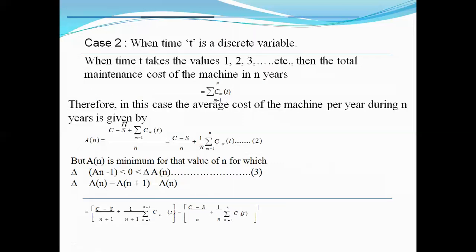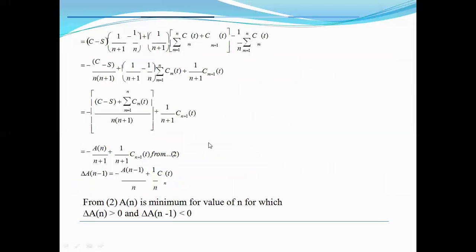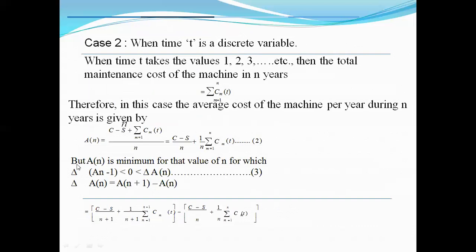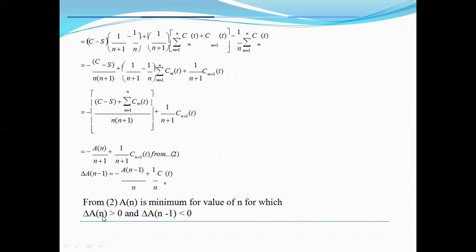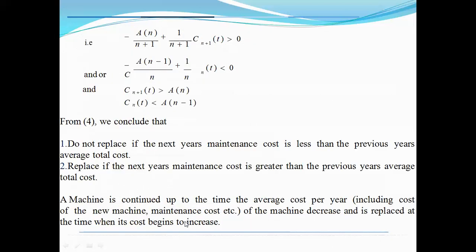We have a minimum constraint from the characterization of equation number 2. A of n is minimum for the value of n for which the conditions specify that delta A of n is greater than 0 and delta A of n minus 1 is less than 0. It is also clearly specifying that delta A of n minus 1 is less than 0 and less than delta A of n, and hence delta A of n is definitely greater than 0. Simultaneously, n minus 1 leads towards less than 0. So this is the condition that we have specified.